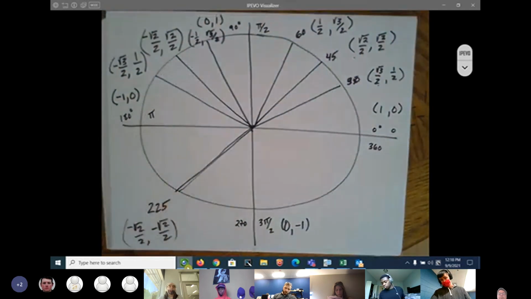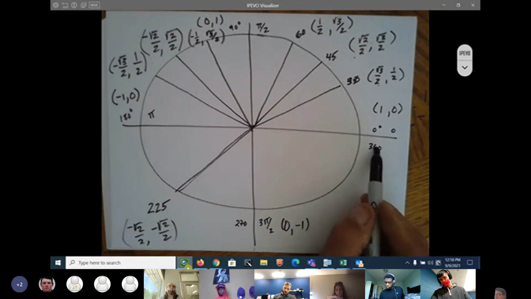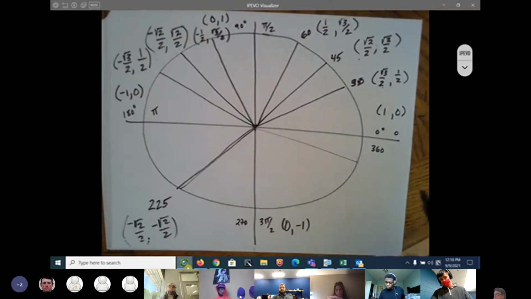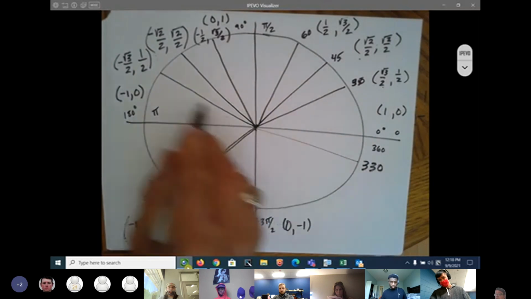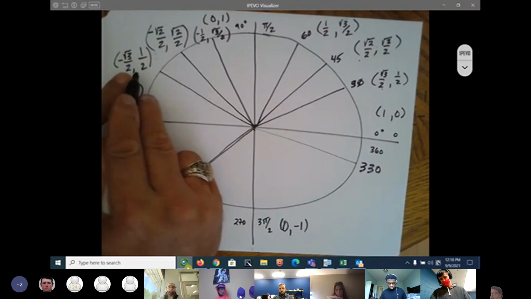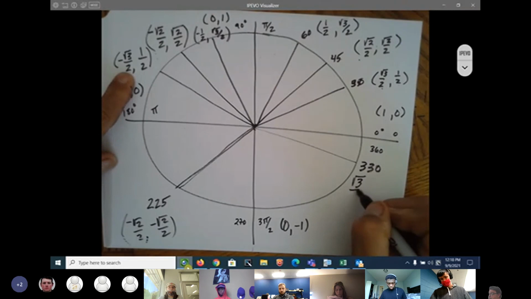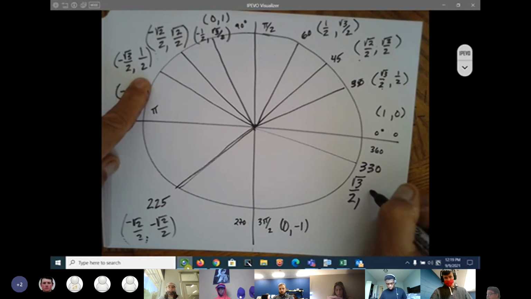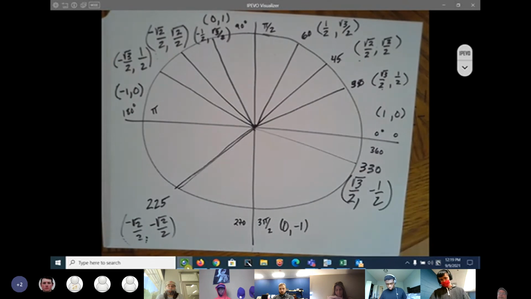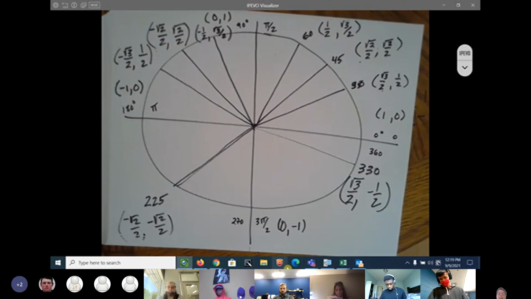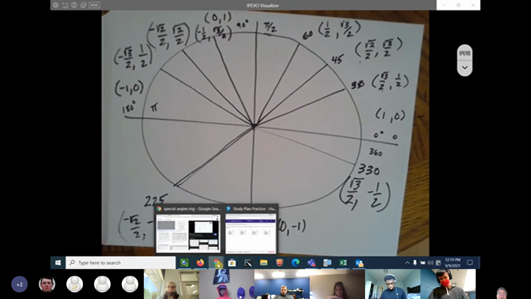So let's do another one. What is 360 minus 30? 330. So it's going to be positive square root of 3 over 2 and negative 1/2. So let's look at our handy dandy unit circle.